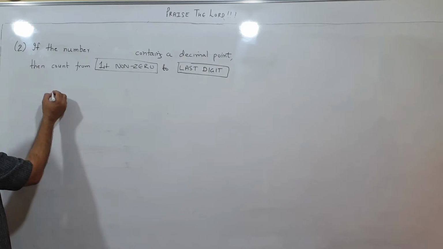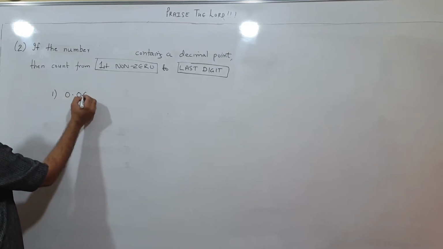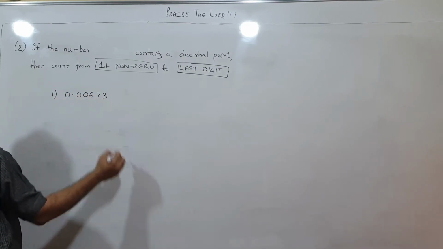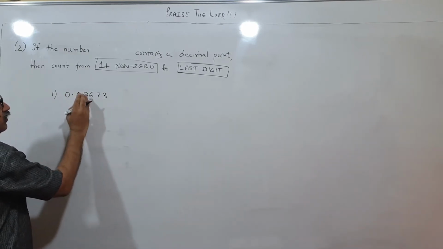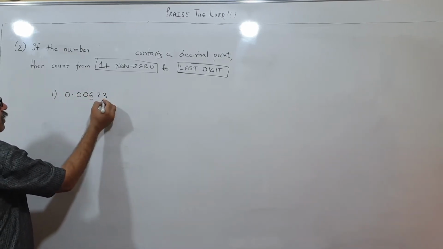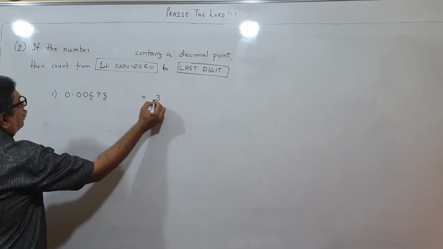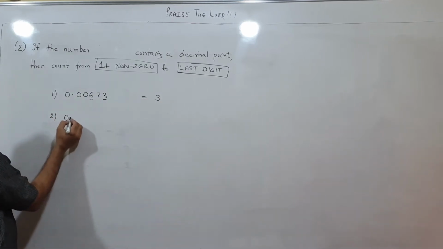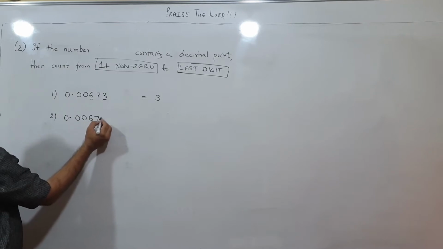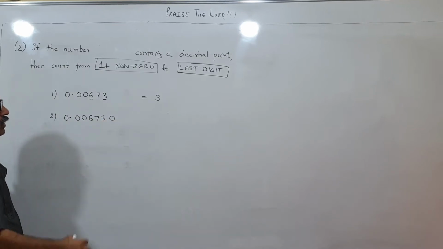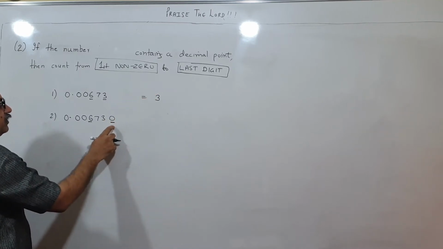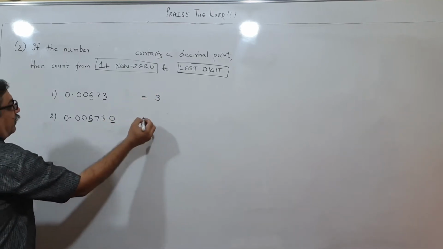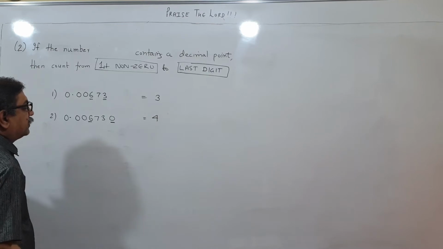Let us look at examples. 0.00673. Count from first non-zero. This is the first non-zero from left up to the last digit. So that is 3. If I am having 0.006730, count from first non-zero up to last digit. So 1, 2, 3, 4. It will have 4 significant digits.